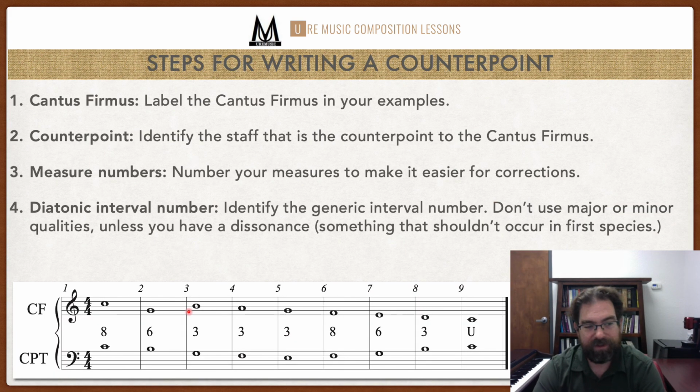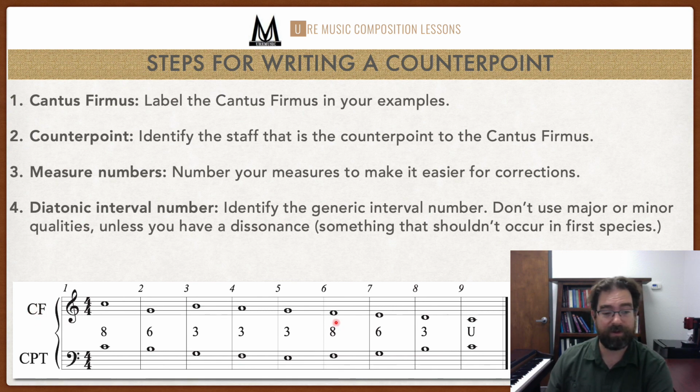So there are basically 4 preliminary steps for writing a counterpoint, and these are basic guidelines. The first thing you do is you label the cantus firmus in your examples. This way we know where the cantus firmus is. So the cantus firmus is the top line, so I labeled it as the top line. Then you identify the counterpoint. You can use CPT as your abbreviation, but as long as you label the cantus firmus, we know that everything else is a counterpoint to it.